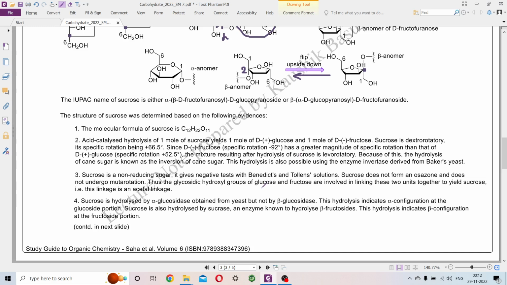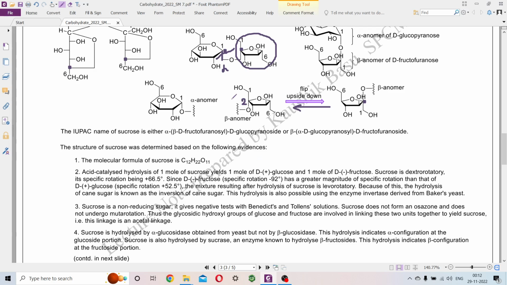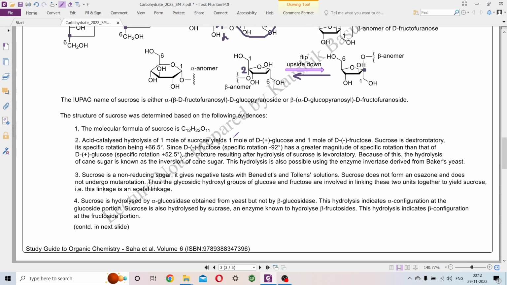Our observation is that sucrose undergoes hydrolytic cleavage catalyzed by alpha glucosidase and not beta glucosidase. Therefore we must concur that the C1 linkage, or the glycosidic linkage at the glucose anomeric carbon, will have to be alpha and not beta.